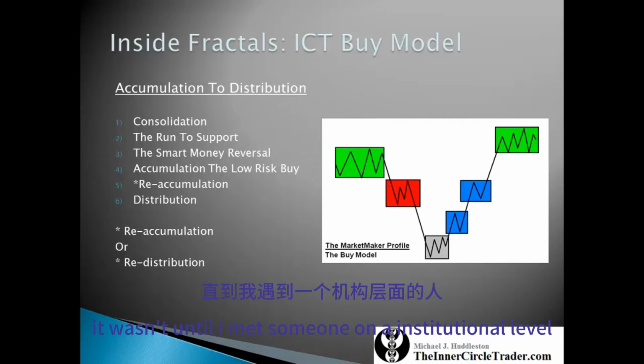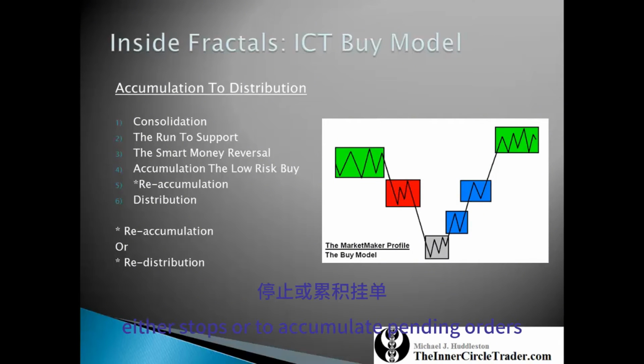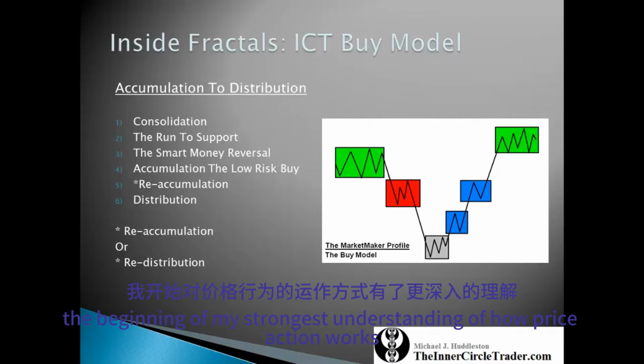It wasn't until I met someone on an institutional level that were sharing concepts on how they gauge accumulation and distribution on an institutional level, and it was basically largely hinged on looking for accumulation or consolidation, when the market drops down out of that accumulation area, it would be a form of manipulation to gather either stops or to accumulate pending orders. And that was the beginning of my strongest understanding of how price action works.